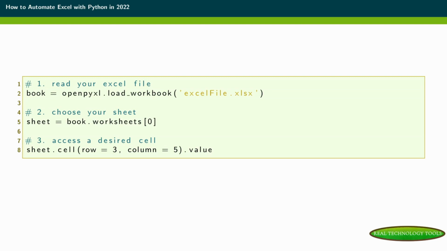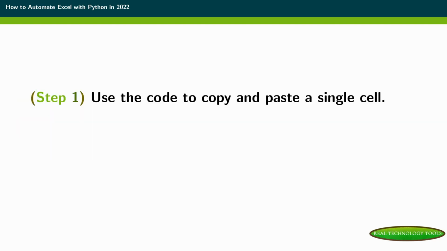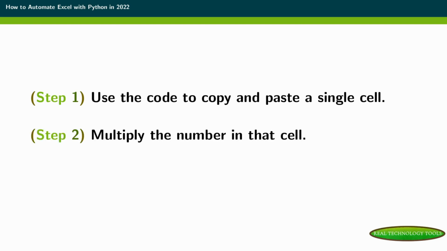Now that you know how to access a cell in an Excel file, let me give you a 3-step action plan to keep building on those 3 lines of code. The first step would be using the code to copy and paste one single cell from one file to another. The second step is multiplying the number in that cell. If you think about it, when you know how to do step 1 and 2, you can generate Excel reports with Python. Because from there, you know how to extract an Excel file and you know how to use the information from that Excel file to create another one.